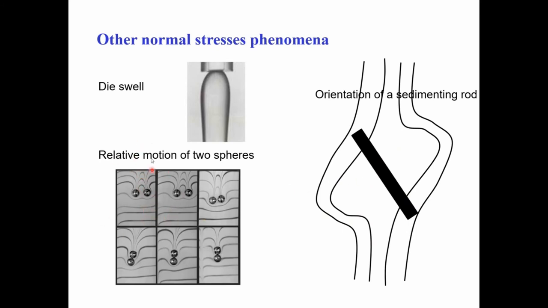And the same thing happens here if you have the relative motion of two spheres. If they're falling initially side by side through a non-Newtonian fluid, then they'll tend to align vertically, which is the opposite again to what happens if you drop them in a fluid where there's inertia, where they'll tend to go side by side.